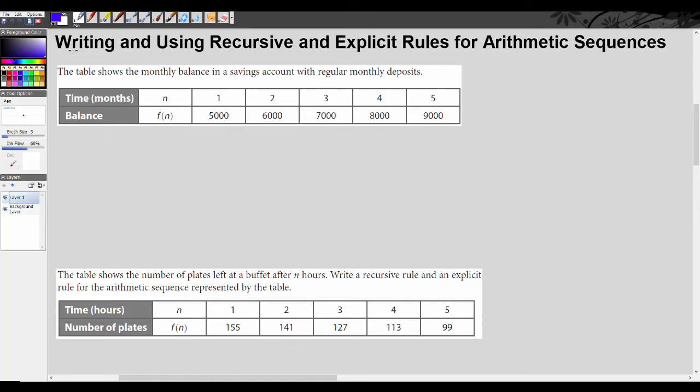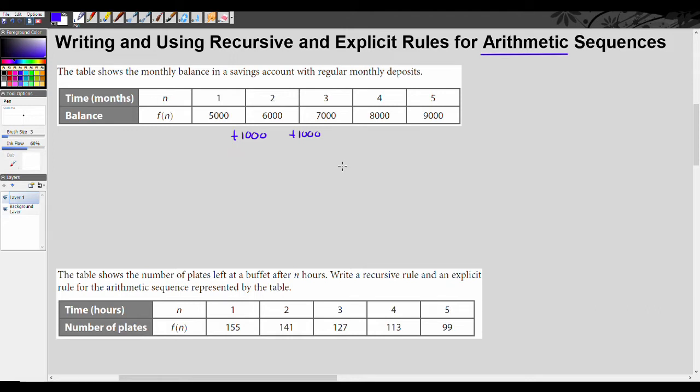All right, writing and using recursive and explicit rules for arithmetic sequences. So remember that an arithmetic sequence is a sequence in which there's a common difference between each term in the sequence. What that means is you're always adding by the same amount. For example, in this sequence here, you can see that in order to get from one term to the next term, you're adding 1,000 each time. Okay, that's the common difference.